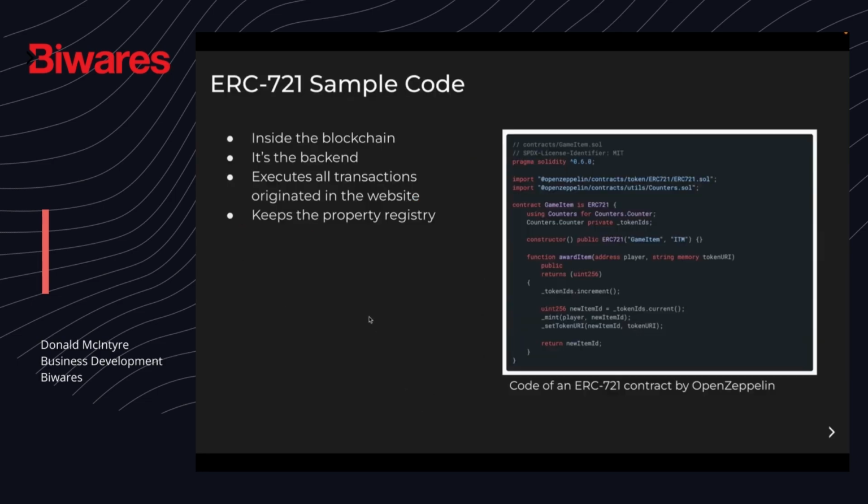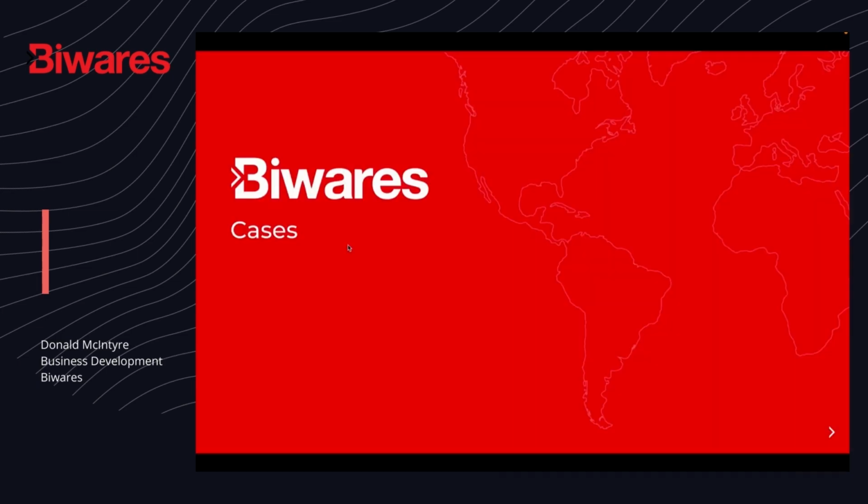This is an example of ERC 721 code. It was written and published by a company called Open Zeppelin. Again, the contract would be inside the blockchain. It's the back end of the product, executes all the transactions originated in the website, and keeps the property registry, because it's inside the blockchain, which is the secure environment.